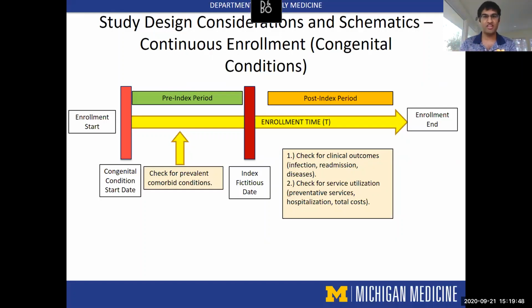And we'll carry forward in the post-index period in much the same way to identify outcomes: clinical outcomes, or costs, or service utilization. So this is just our way of trying to define a pre-post and index event, whether it's congenital or acquired. In acquired, we're trying to show that it is an incident event. In the congenital case, we assume that everybody is prevalent at the time of enrollment.